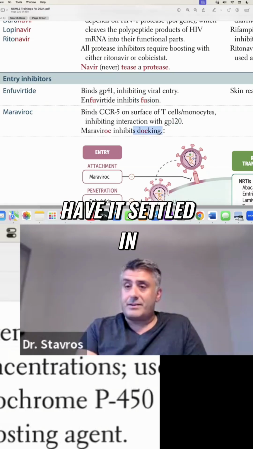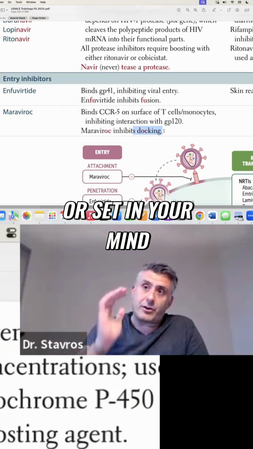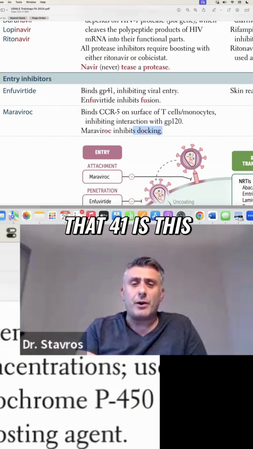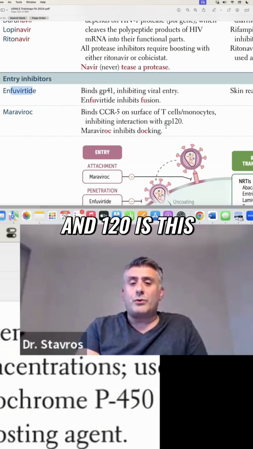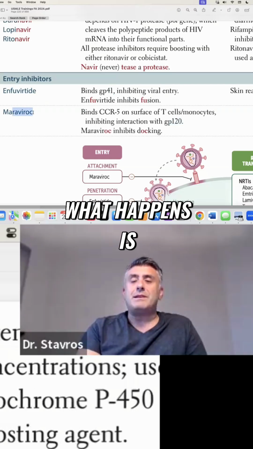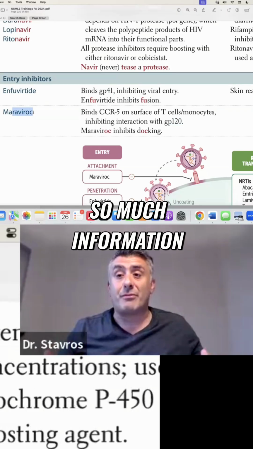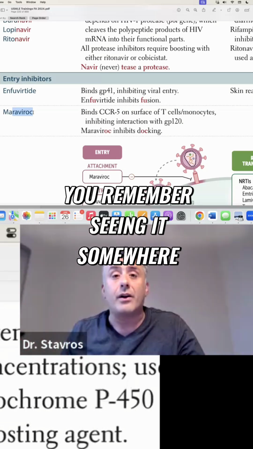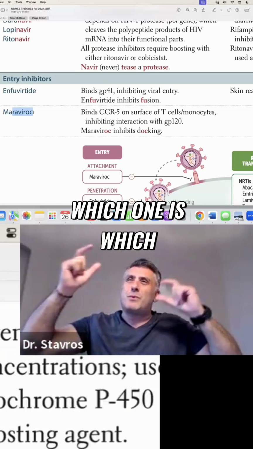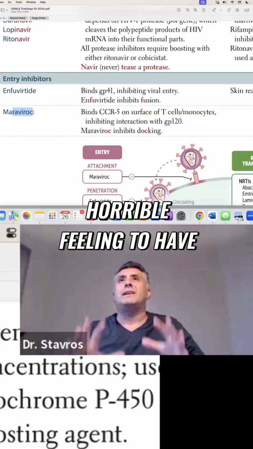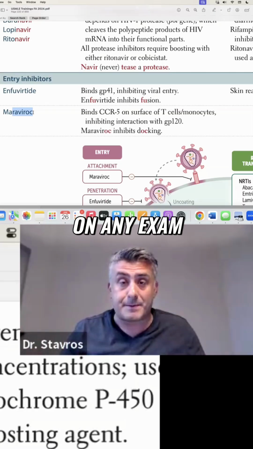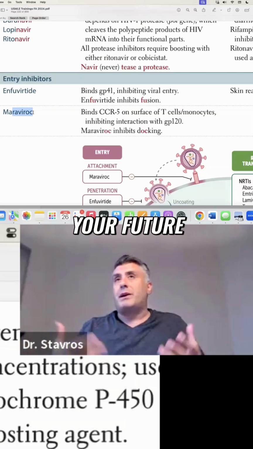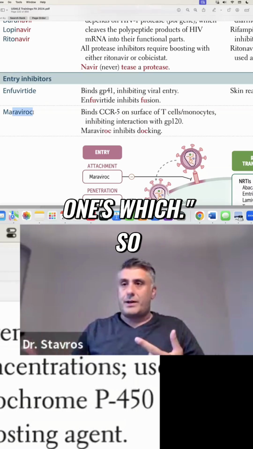And if you don't have it settled in your head that 41 is this and 120 is this, what happens is you're so familiar with so much information. You're very familiar with everything. You remember seeing it somewhere, you just don't remember which one is which. And that is a horrible feeling to have on any exam, especially an exam for your future, because you're like, well, I know it, but I forgot which one's which.